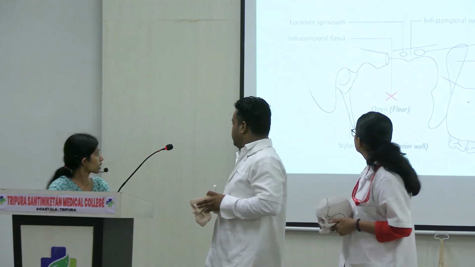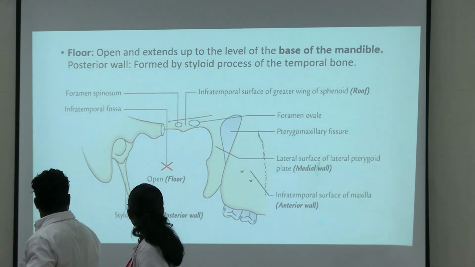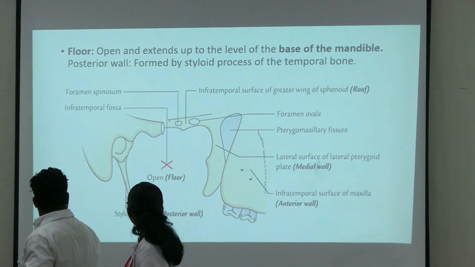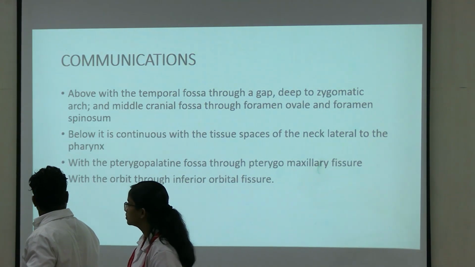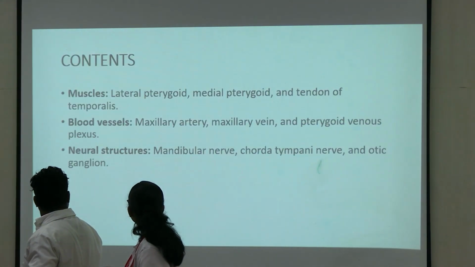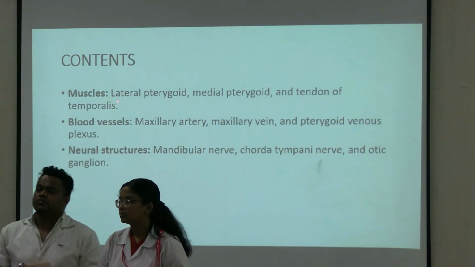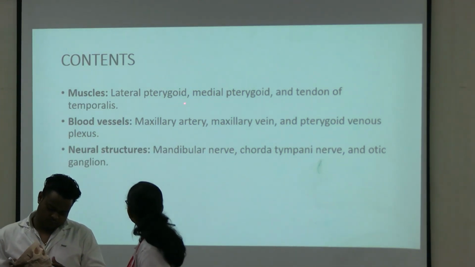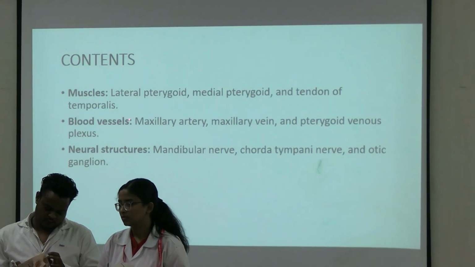You can see the diagram here. This shows the boundaries of your infratemporal fossa. Next, communication I will discuss later. First we will see the contents of your infratemporal fossa. We have three important muscles, that is lateral pterygoid muscle, medial pterygoid muscle, and tendon of the temporalis muscle.